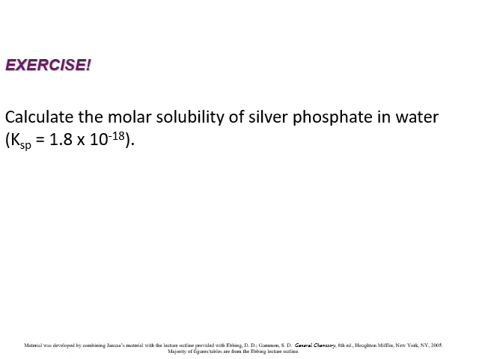And then again, your Ksp expression will be Ksp equals the concentration of the silver to the first power times the concentration of the phosphate to the third power. So we're going to have to raise 3x to the third power and then multiply it by x. What's 3 to the third power? Well, 3 times 3 times 3 is 27, and x to the third power is x to the third. So 27x to the third multiplied by x is 27x to the fourth, and that's going to equal Ksp, which is 1.8 times 10 to the minus 18. So you'll have to solve that for x, and that will give you the solubility of the salt itself, which is silver phosphate, and it will also give you the solubility for the phosphate, because there's only one phosphate in every silver phosphate.